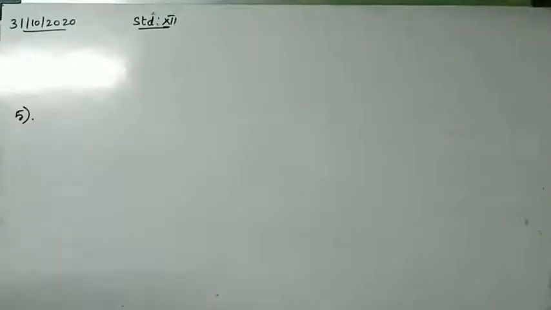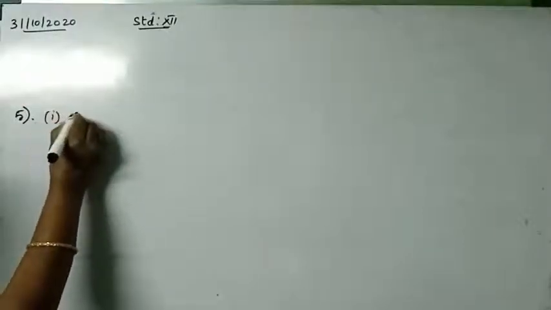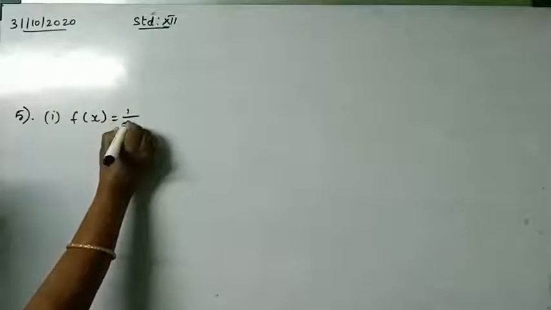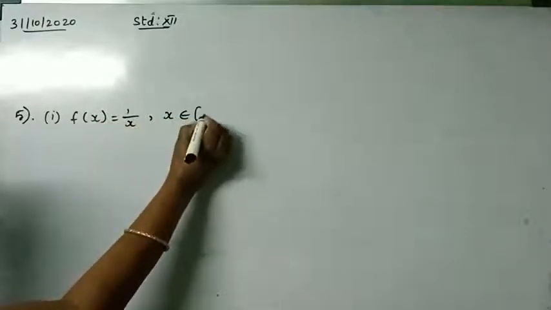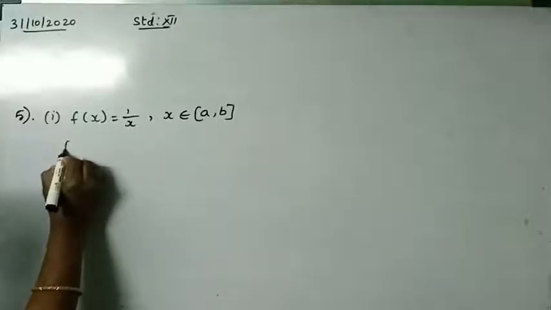Now question number 5. Show that the value in the conclusion of the mean value theorem for the function f of x is equal to 1 by x on a closed interval of positive numbers, closed interval [a, b], is root ab. Now let me take the function at first. f of x is equal to 1 by x where x belongs to closed interval [a, b]. So we want to find that c is equal to square root of ab. Let us find that. Now let me check the two conditions at first.